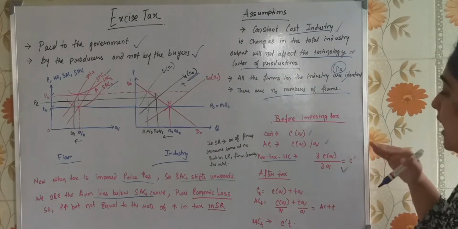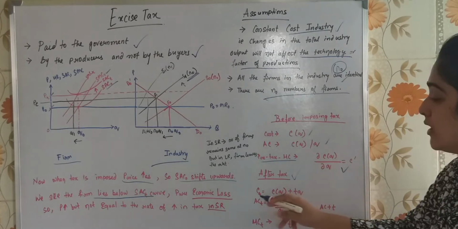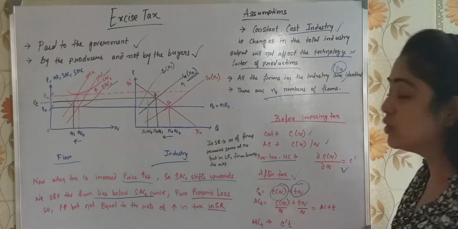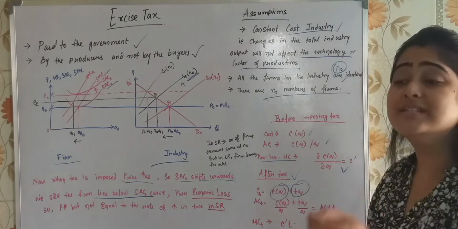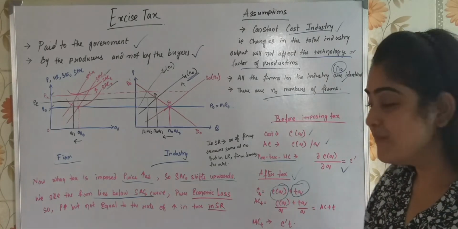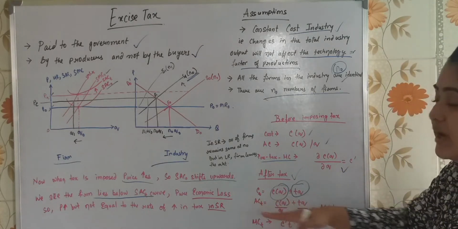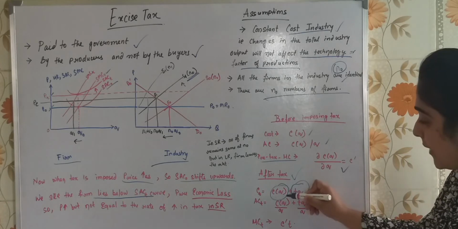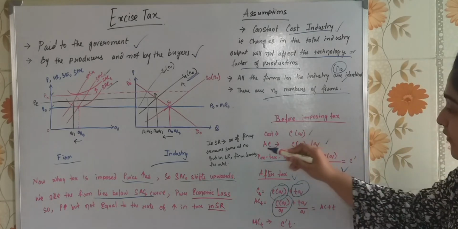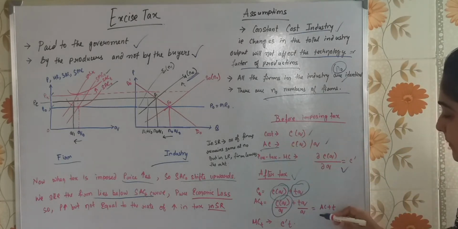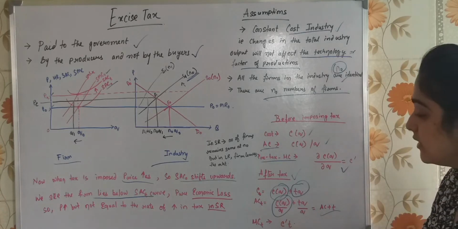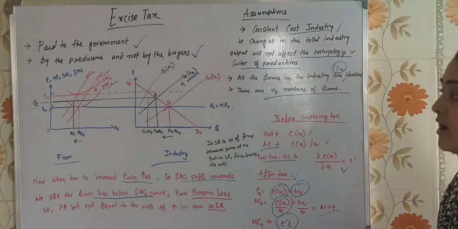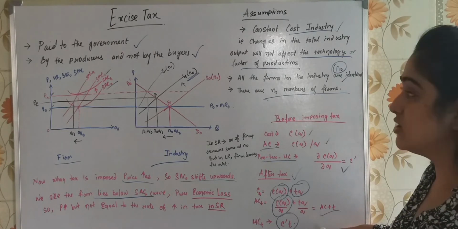Now let us come to the after-tax situation. What is CT? CT is the cost function along with T into Q. Tax is imposed on each and every unit of the quantity, so T into Q. If we divide it by the total quantity Q, we get the average cost. So here, the common average cost is AC, so it becomes AC plus T, and MCT, the marginal cost after the tax, is C dash T. So this is the after-tax situation numerically.